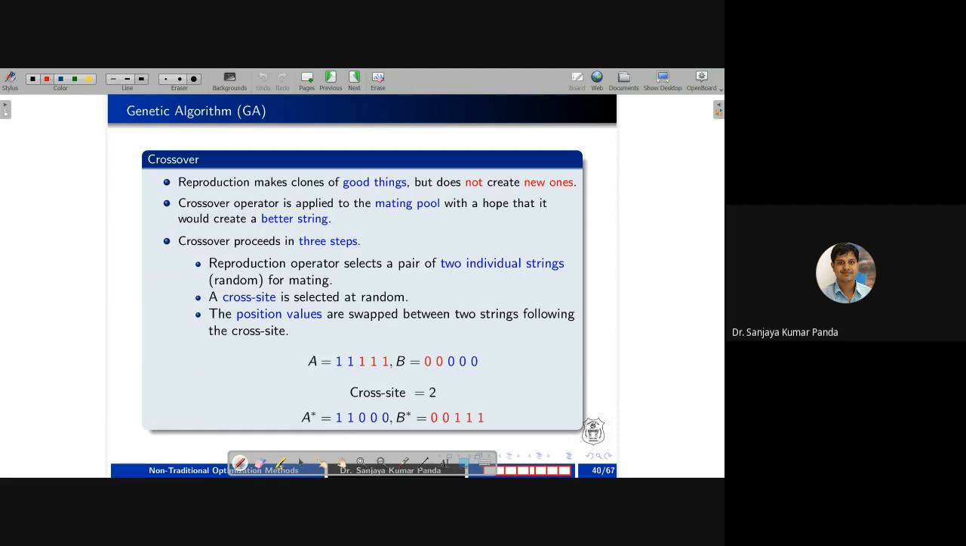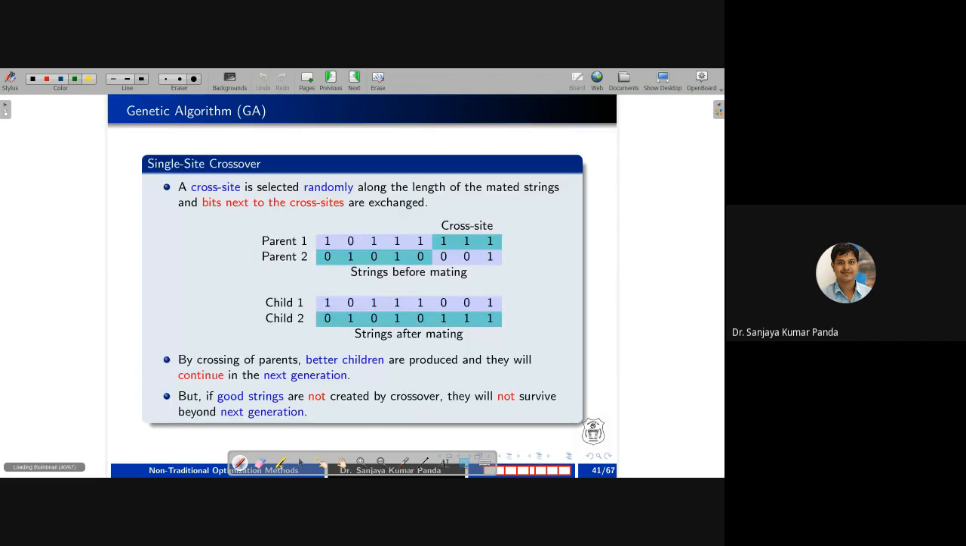Like here you can see, I have taken two different populations. One is A, another is B. Suppose I'm choosing the cross site point here. So I'll take the first part of A and the second part of B. Then I'll choose the first part of B and the second part of A. In this way, I'll make the cross site. So the first child is 1 1 0 0 and the second child is 0 0 1 1. This type of crossover is called single site crossover.